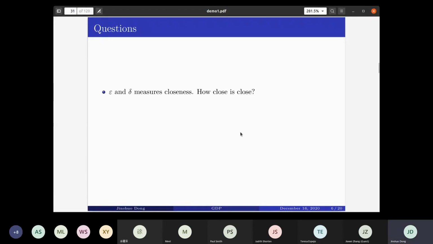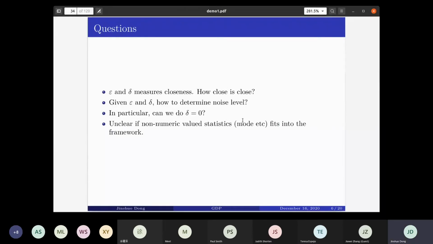I will leave this question to the discussion meeting, not to the demo. But given epsilon and delta, how do we determine the noise level? Of course, you can add infinite noise, and that's definitely private enough. But we want to determine the smallest possible noise level, so we need to do some calculation. In particular, why do we need this delta? This delta seems to be more or less unnatural. Can we do delta equals 0?